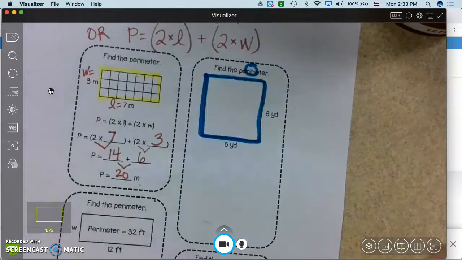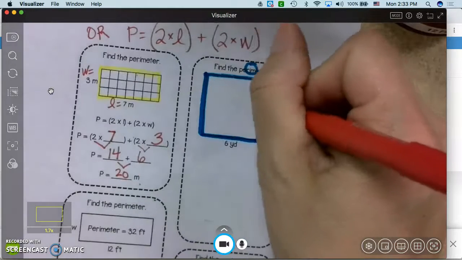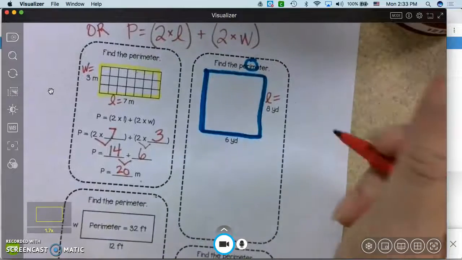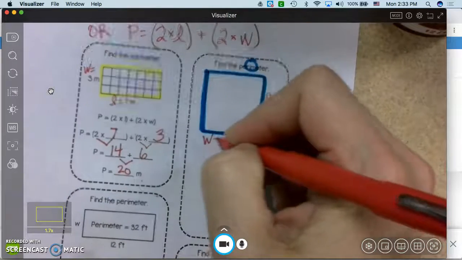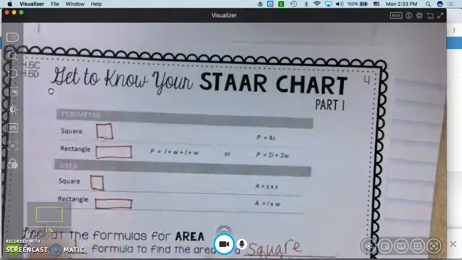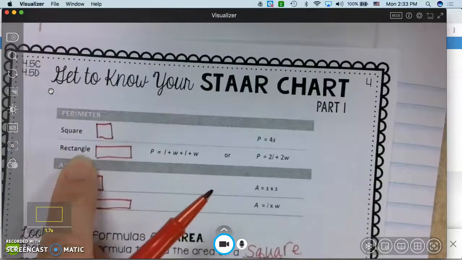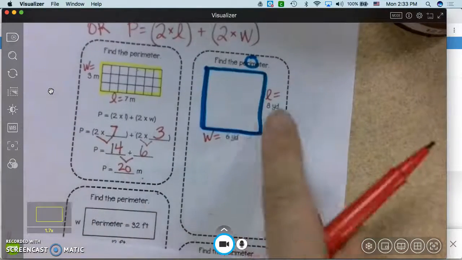Good. So we're going to pick one to be our length and one to be our width. Caden, what do you want to be the length? Okay. Our length is going to be 8, so that means 6 is going to be our width. So we're going to write down our formula. Look back at your formula chart. We're doing perimeter, and do we have a square or a rectangle? Square. Whoa. Is this a square or a rectangle?